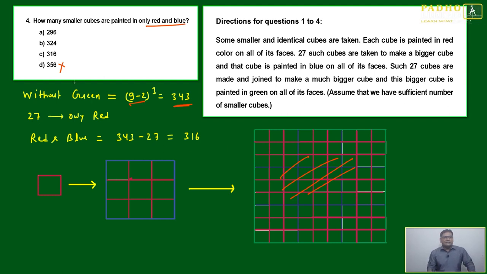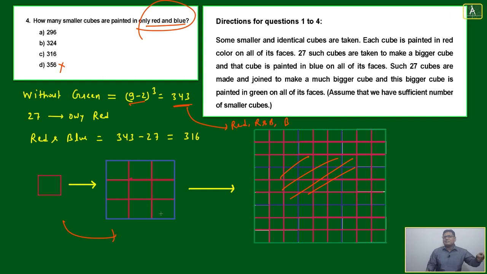After that, the only thing we have to remove from these 343: it can be red and blue, it can be only red, it can be only blue. These are the only three possibilities. Green cannot be, because we have removed the outer layer. Then it can be possible only red, only blue, or red and blue. The question is asking only red and blue. What we have to do? Only red and only blue we have to remove. Only blue will not be there, because blue is an external layer from level 1 to level 2. Then not a single cube will we find where it is only blue.